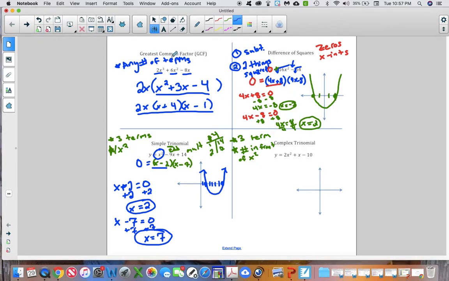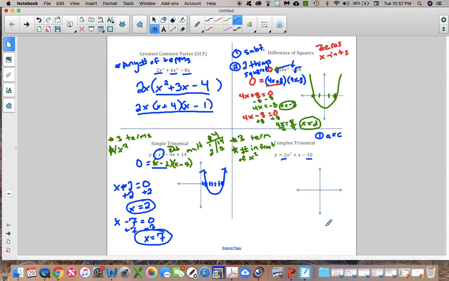That's what will happen most of the time, is greatest common factor will be with something else, okay? All right, complex trinomial, last one. This one is the hardest and probably has the most steps of each one. So the first thing that you're going to do, step number 1, is A times C. And what the heck does that mean? Your A value is the first one here, so 2, and C is the last value, negative 10. So I'm going to take 2 times negative 10, and I'm going to put that over here.